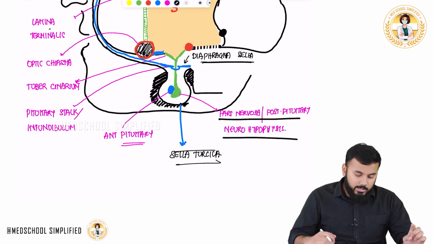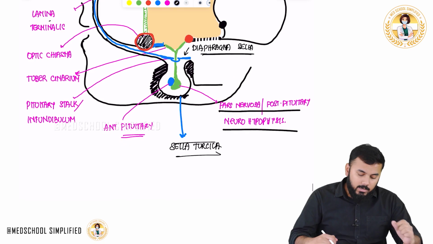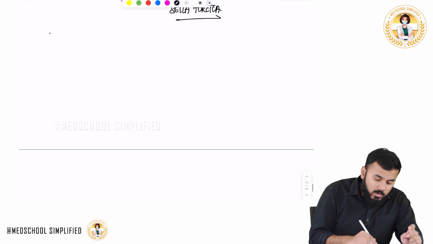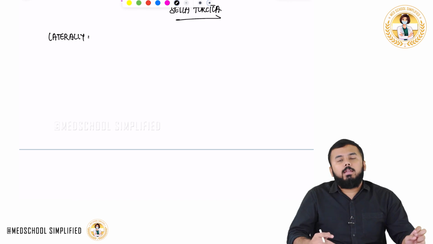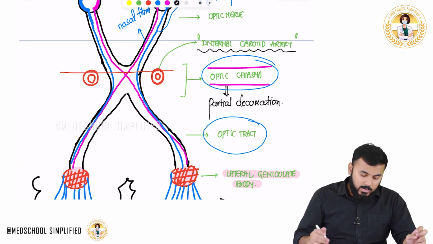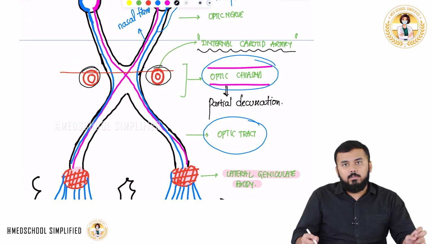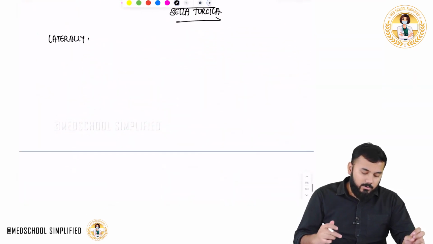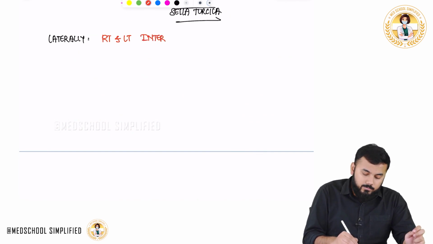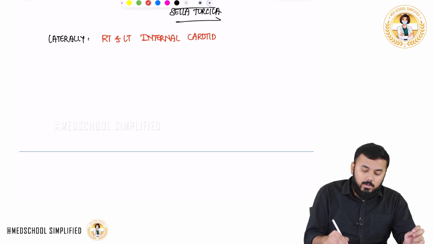Now, important thing to remember. Looking at this optic chiasma, first of all, let us discuss what are the structures that are located laterally. What are the structures that are located lateral to the optic chiasma? Now, if this is the optic chiasma, laterally on the right and left, what structures do I have? I have got two internal carotid arteries, one on the right and one on the left, right? So I have to write it as I have got right and left internal carotid artery.